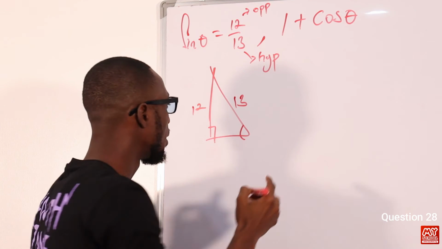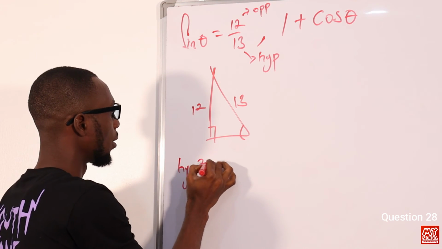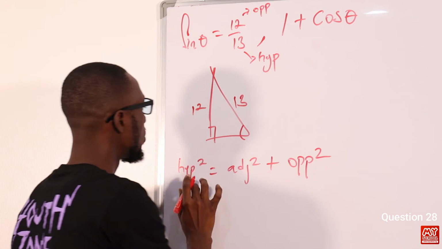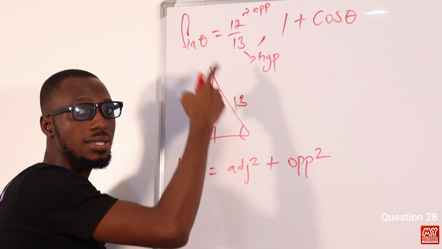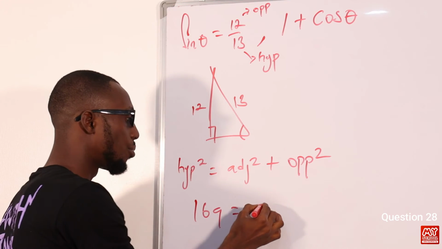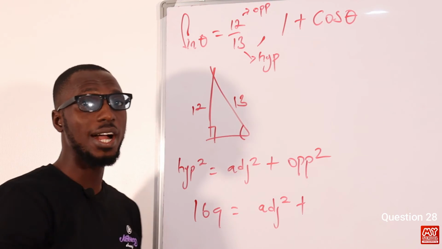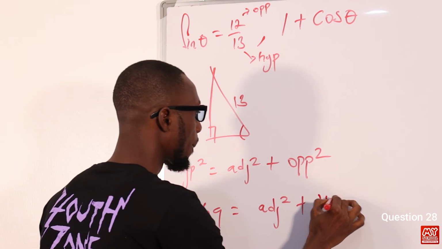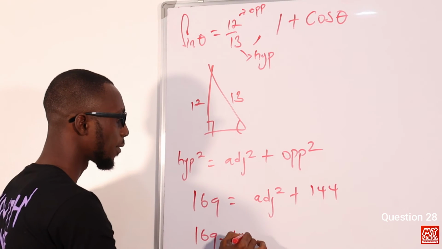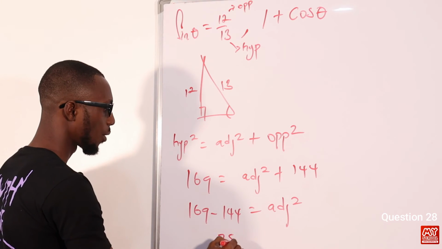So remember the Pythagoras rule, that is hypotenuse square equals adjacent square plus opposite square. Hypotenuse square, that is 13 square, which is 169. So I have 169 equals adjacent square, unknown, plus opposite square, which is 12 squared, that is 144. So if we send this here, that will be 169 minus 144 equals adjacent square. That should tell you that 25 equals adjacent square.